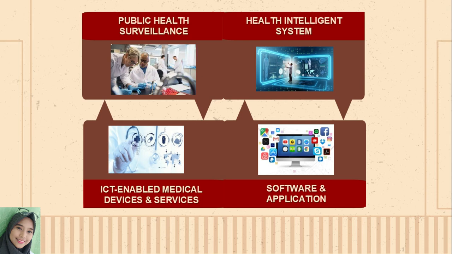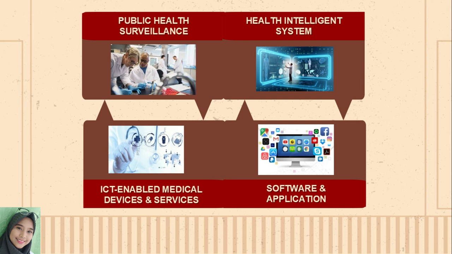Second example is health intelligence system. It uses tools and methods from artificial intelligence and data science to provide better insights, reduce waste and wait time, and increase speed, service efficiencies, level of accuracy, and productivity in healthcare and medicine. The third one is ICT-enabled medical devices and services. It plays a critical role in improving healthcare for individuals and communities by providing new and more efficient ways of accessing, communicating, and storing information.